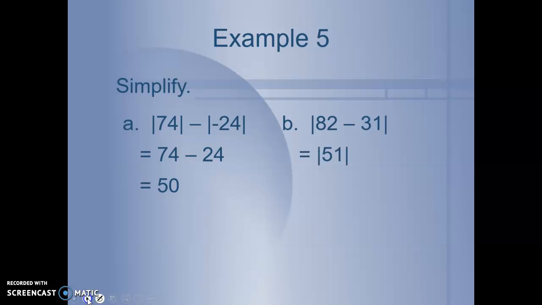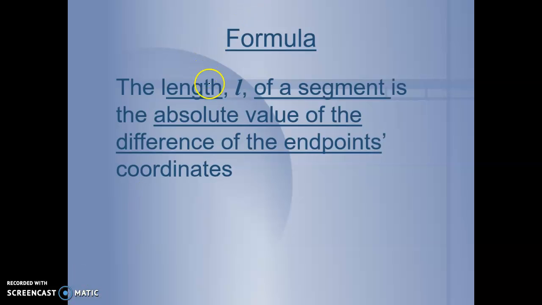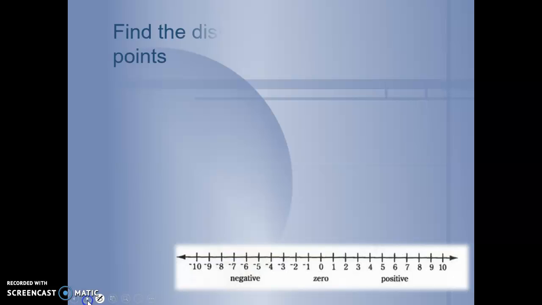The absolute value of 51 is 51. The length, denoted with this italicized L, of a segment of a line is the absolute value of the difference of the endpoints' coordinates. We're going to find the difference between the coordinates, and that will tell us the length of a segment. The formula is written this way: length L equals the absolute value of B minus A.